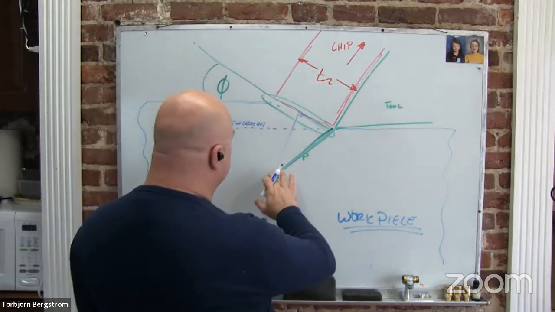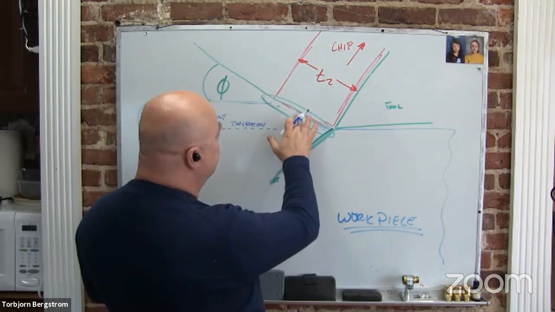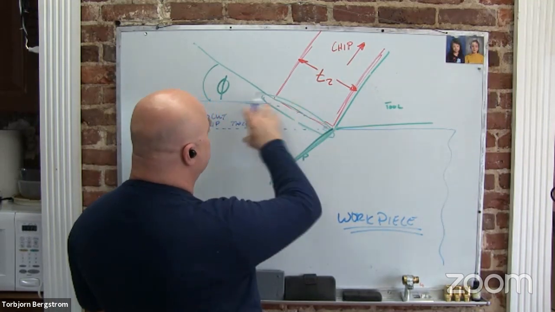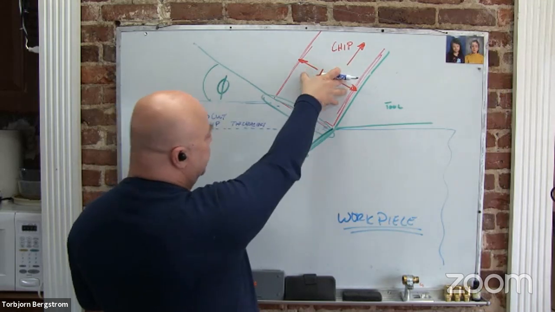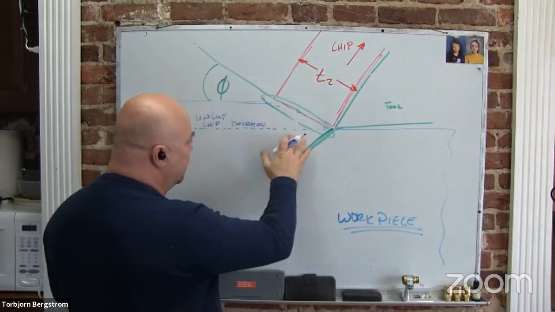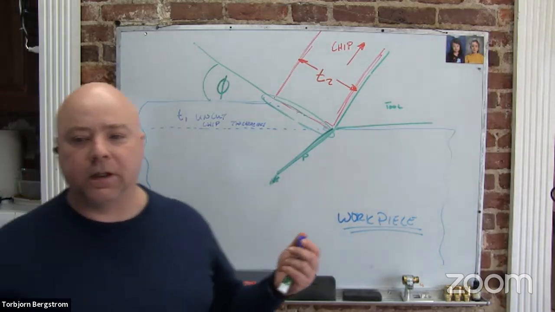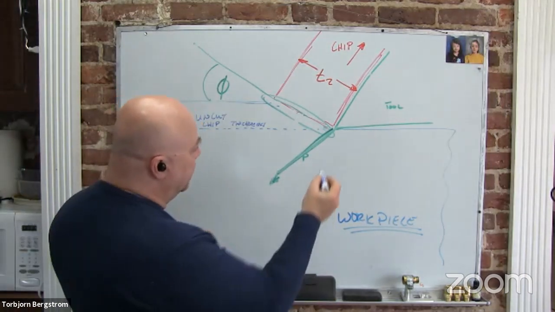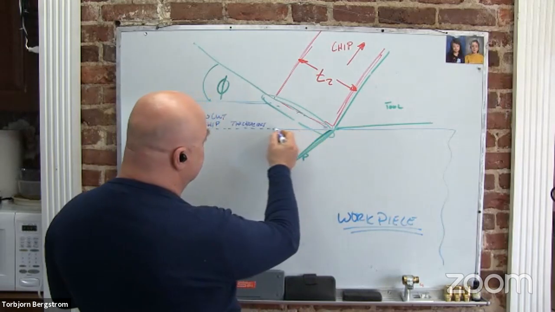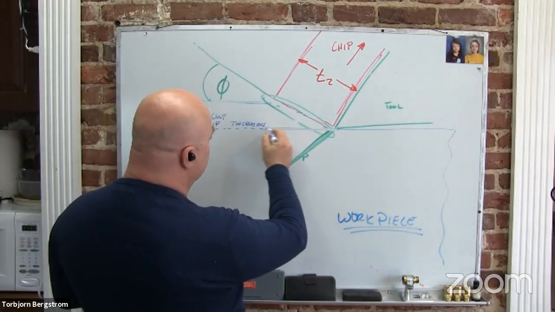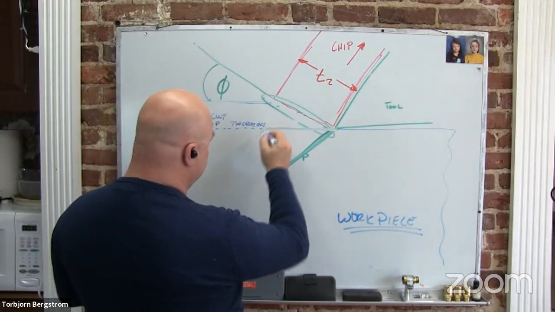Now, if we're interested in the force that it takes to make that chip, so the force that it takes to turn the material into chip, we're going to look at that shear force system. When we're interested in the power from the machine tool, what we're really interested in is this cutting force system. So we've got an FC here.